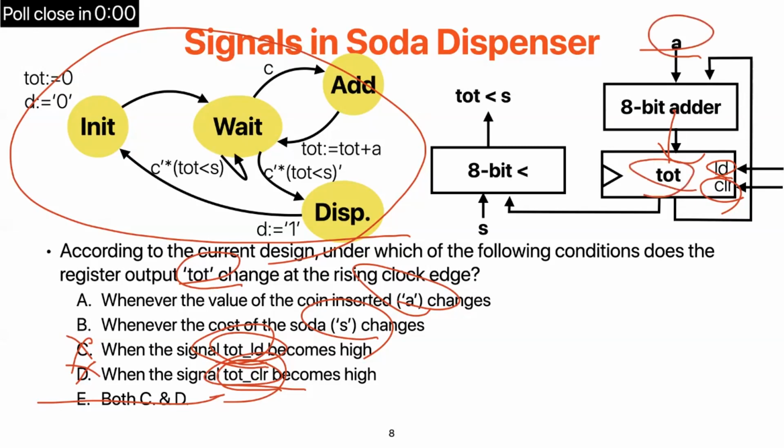And total is not a condition that would change externally, right? So on the hardware side, the only thing that would change the total on the rising clock edge is the output of the adder, which comes from A, right? And if you trace the high-level state machine, the only thing that would change here is this assignment, total plus A. So A is the right answer for this one.